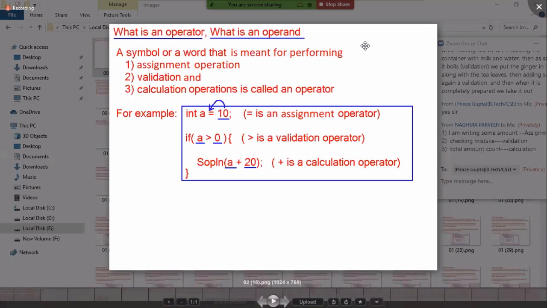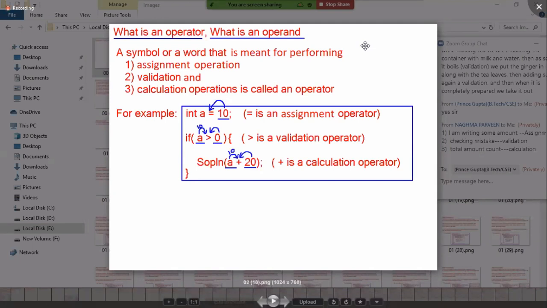We are giving these values as an input to the operator to execute. We are giving 10 as an input to the assignment operator. We have given a and 0 as input to the validation operator, and the values 10 and 20 we have given as inputs to the plus operator. Are you catching my point? So tell me, what is an operand?